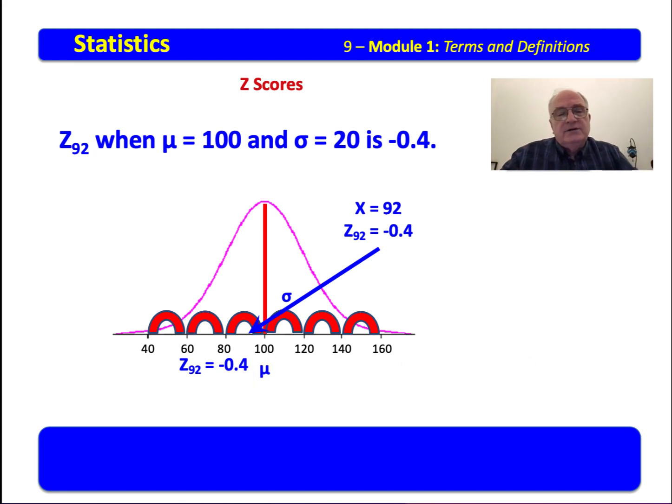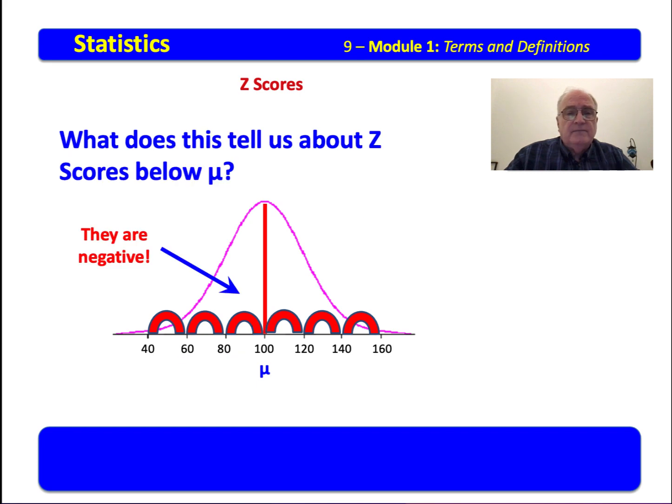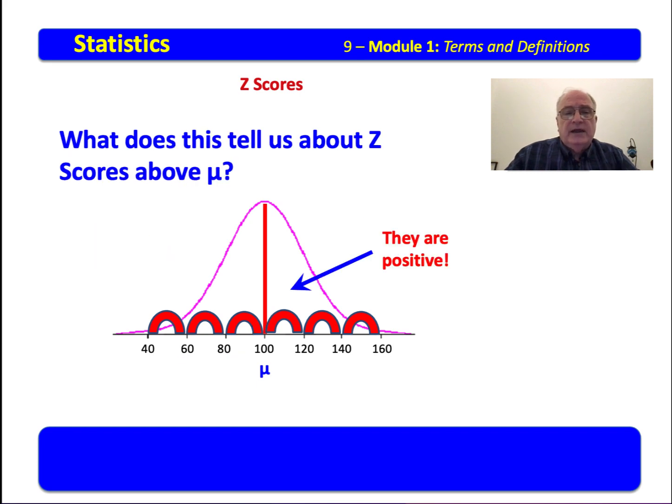The number 92 doesn't really mean anything. But when we say a z-score of negative 0.4, we know immediately that it's 4/10 of a standard deviation below the mean. If we say a score of 150, it doesn't mean anything. But when we say the z-score is 2.5, we know it's 2.5 above the mean. The z-score gives us the location of a data point. Those below the mean are negative, and those above the mean are positive.